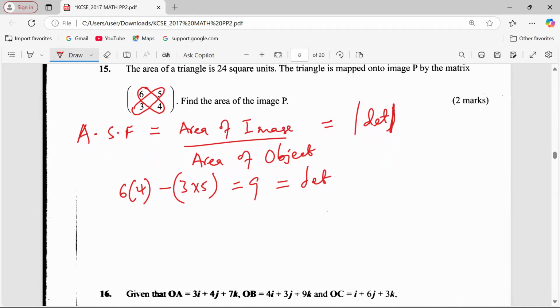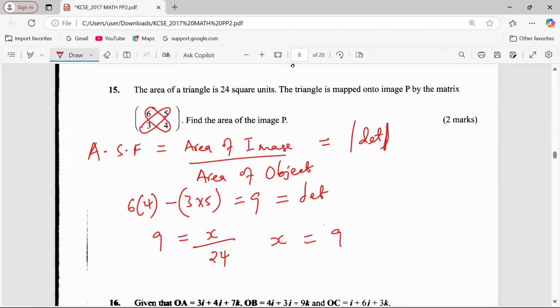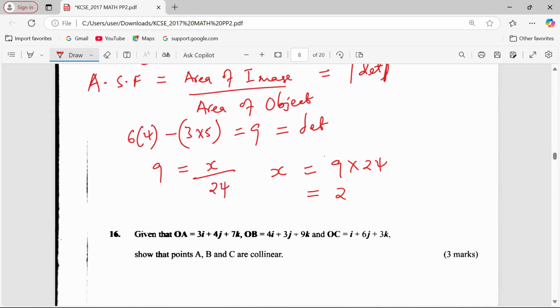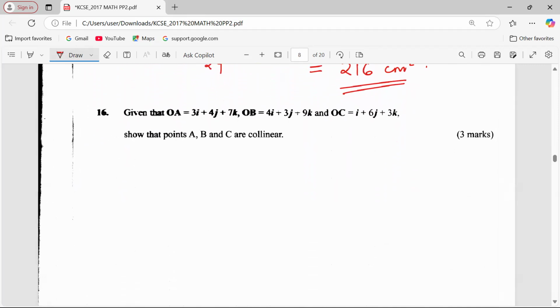So if the determinant is 9, that's our area scale factor, which is given by area of image unknown out of area of object 24. So for us to get the value of x, we need 9 by 24, which is exactly 216 square centimeters. That way.